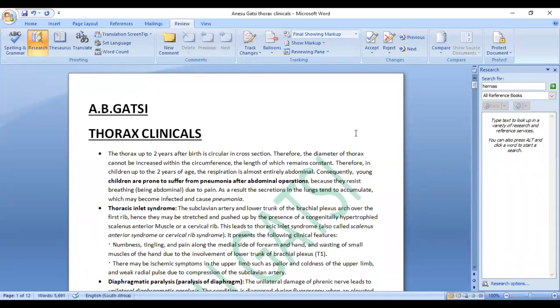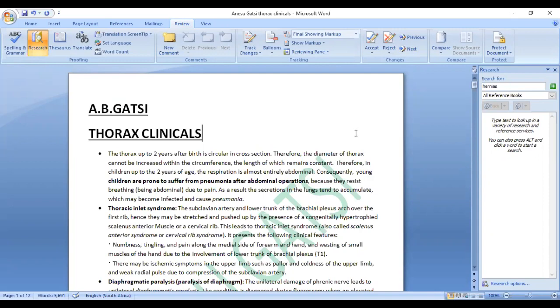So this video is on thoracic clinical correlates. I would require prerequisite knowledge of the normal thoracic anatomy, that is the bony thorax and the organs that you find within both the superior mediastinum and the inferior mediastinum.